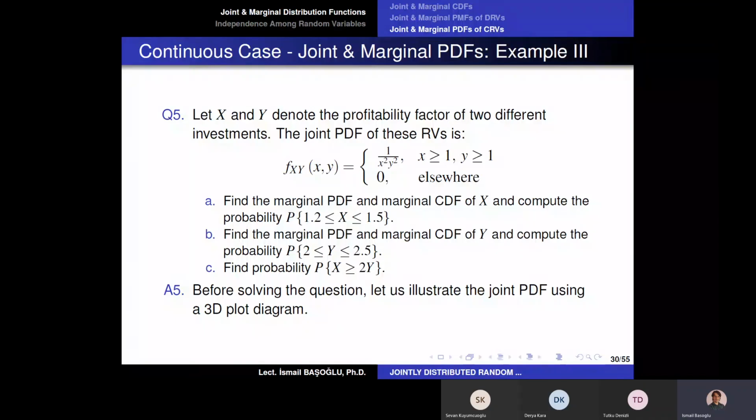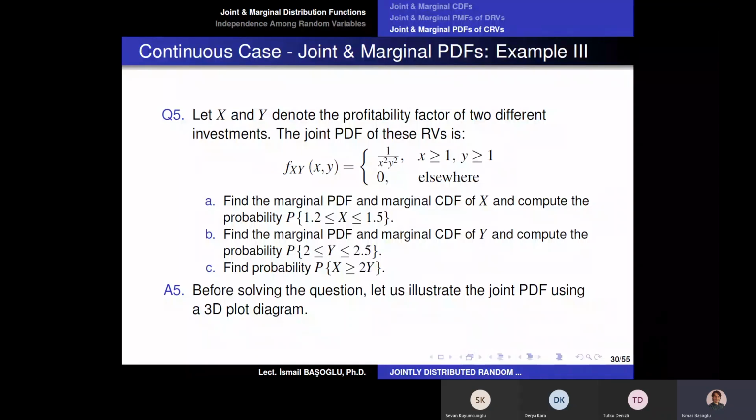So again, we are going to have a joint probability density function. This time, x and y represent the profitability factor, or the return rate, of two different investments. Both x and y can only take values greater than or equal to 1, okay? They cannot take any value less than 1 because these are profitability factors. They cannot be less than 1.